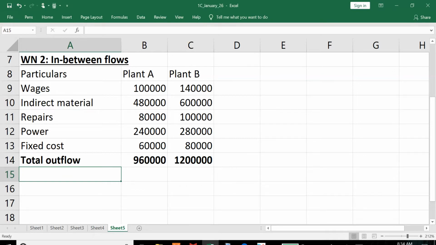Nine lakh 60 and 12 lakhs. Total outflow 9 lakh 60,000 and 12 lakhs. Any doubts on this? 960 and 12 lakhs. Okay, listen.